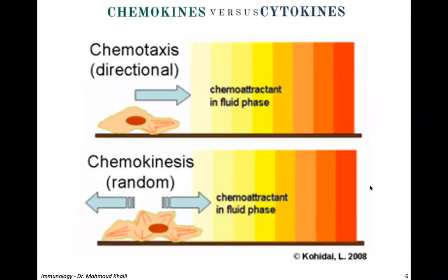So in this figure, you can see a very major difference between chemokines and cytokines. Chemokines control chemotaxis, which is a directional movement, while cytokines control chemokinesis, which is a totally different mechanism. It is also a movement, but in a random direction, okay? And this is one of the major differences between the action of a chemokine and a cytokine.